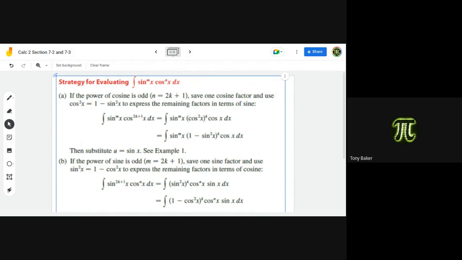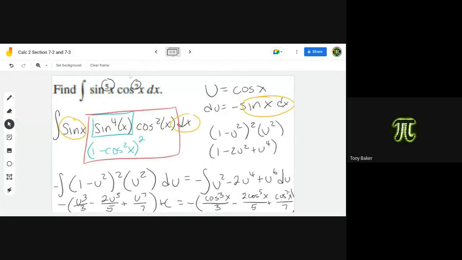So as we just saw in the last one, we're looking at, in essence, the odd one. That I'm going to show you. I have that rule too. So we're really looking at the odd one. As long as one of them is odd, that's the one that I'm going to break that piece off. And that's not going to be my u. That's going to end up being my du. So the other one is going to be my u. In this case, I pulled out a sine. My cosine was u. And that sine I pulled out disappeared when I did my du.